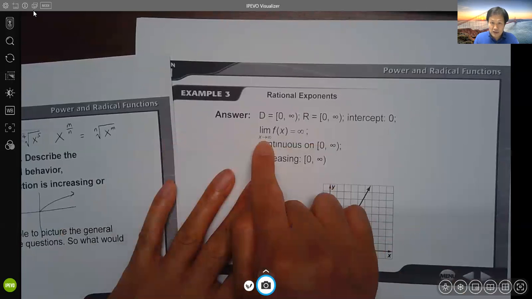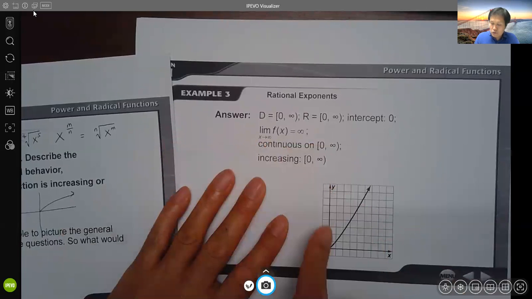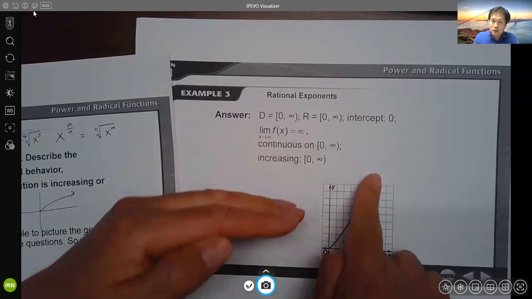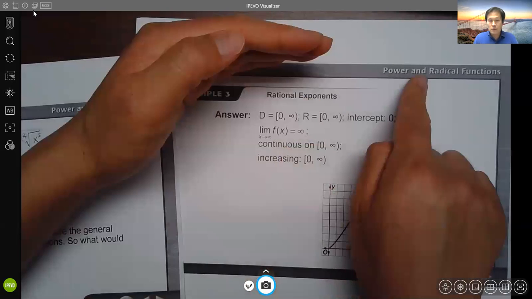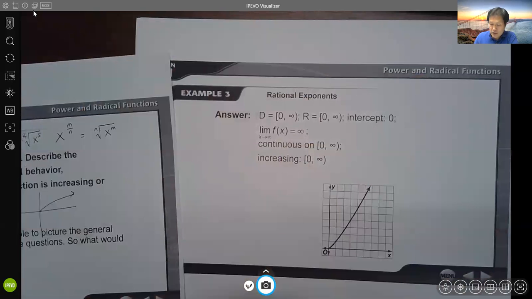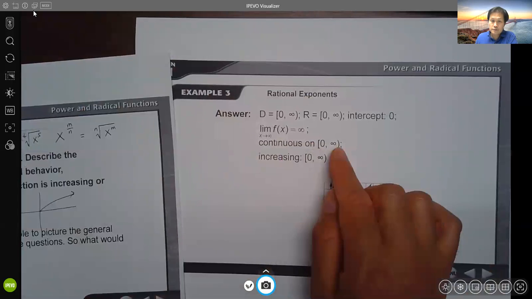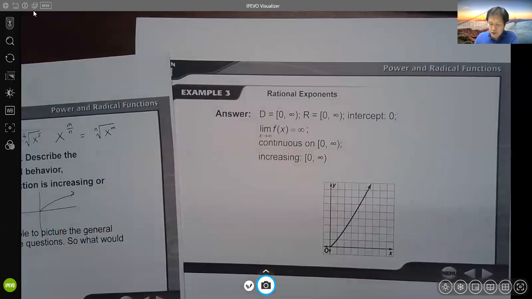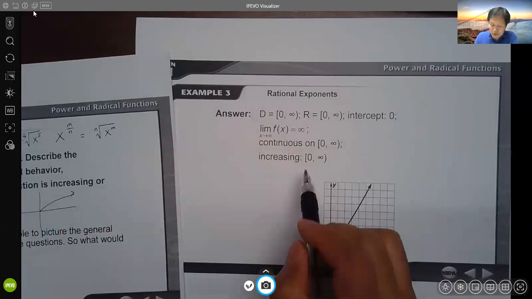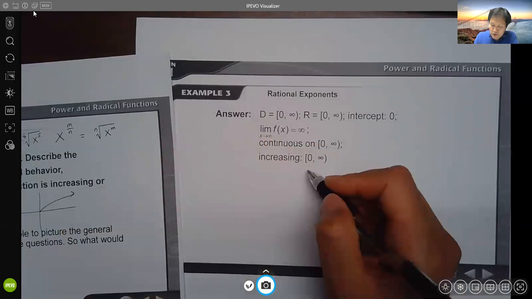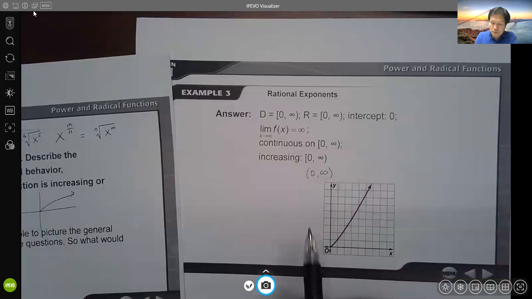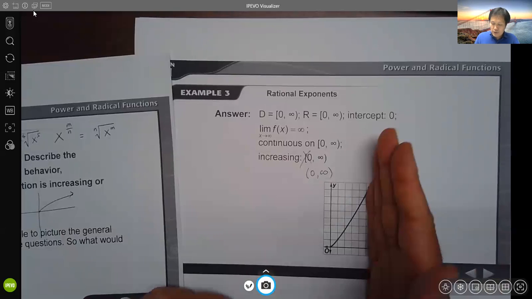X approaches positive infinity, right hand. As you go to the right, what happens to the y? Y goes up, so it goes to positive infinity. It's continuous on the right-hand side, continuous on 0, comma, infinity. Increasing on 0, comma, infinity. Yes, this is not correct. You never use brackets on increasing, decreasing, constant. Increasing on 0 through infinity.